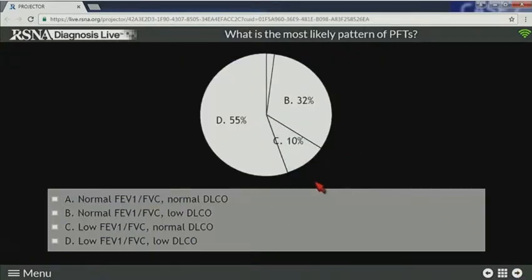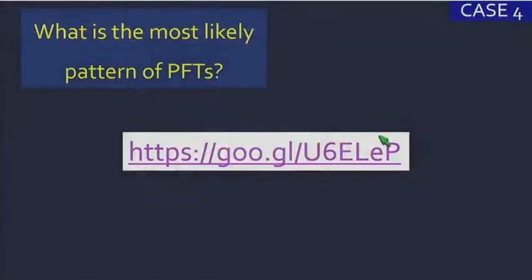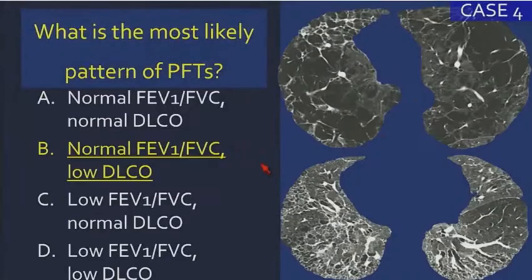So most people said D. They said that there was a low FEV1 to FVC ratio, which implies that there's obstructive physiology here, and that this patient has a low gas exchange, a DLCO. So let's take a look at the answer here. And the answer is actually B.